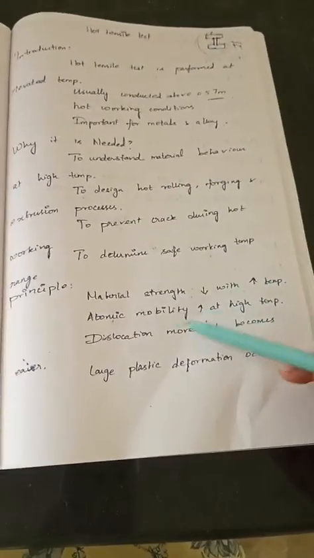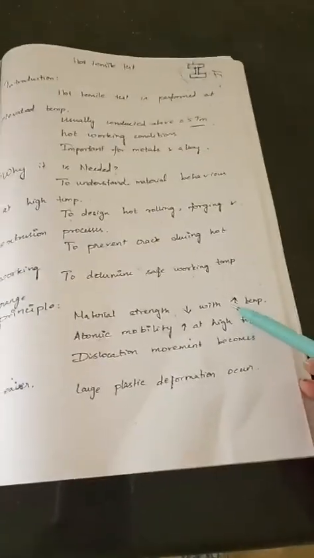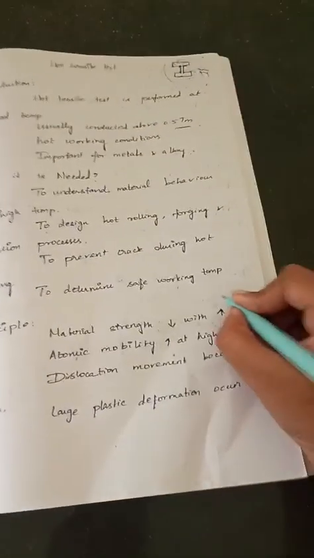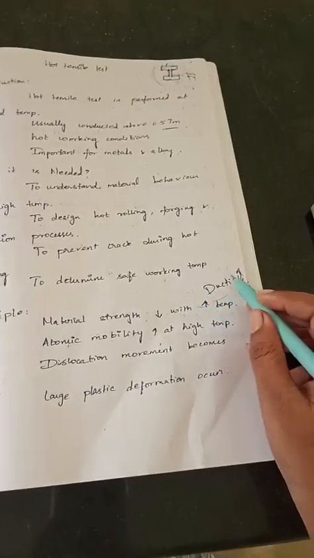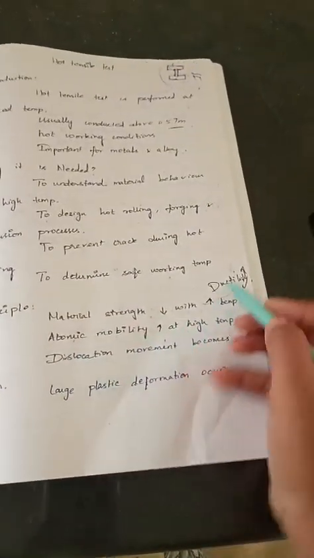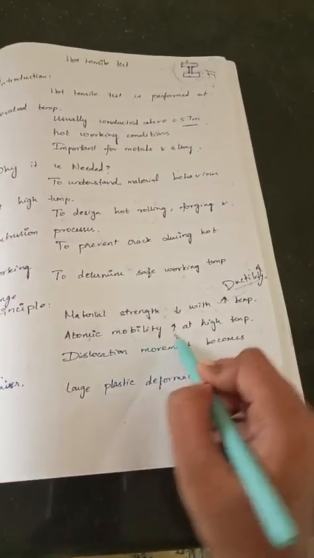The principle of the hot tensile test is that the strength decreases with increase in temperature, and the ductility also increases with increase in temperature. Ductility increases means the toughness also increases, which also indicates that atomic mobility increases at high temperature.